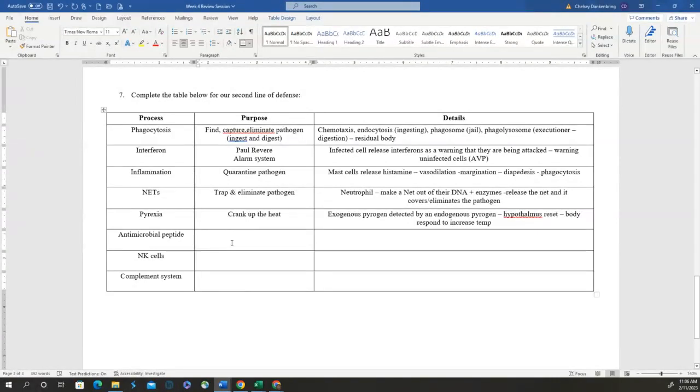Okay, antimicrobial peptides. This one is a bit easier. As far as we know right now, it tends to target living things. And so I am going to put kill here, kill the pathogen. And it does so by poking holes in the plasma membrane.